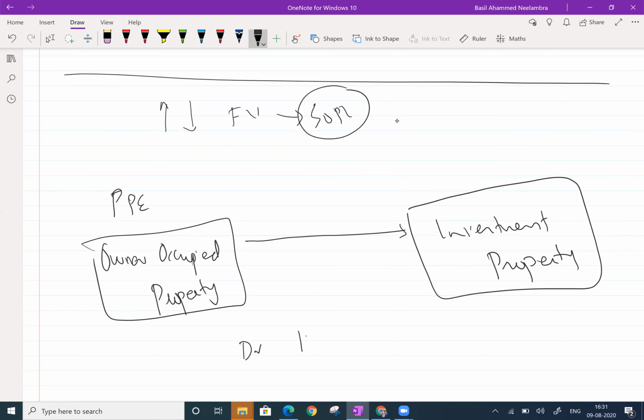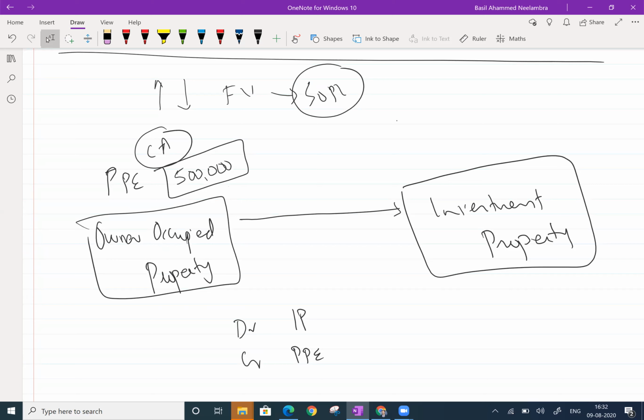The journal entry is debit investment property and credit accounting standard 16 PPE. So I'm just bringing an amount into this. Carrying amount of PPE is 500,000. But what have we learned? What we have learned is that the new asset, what is the new asset? This investment property is a new asset, should be shown at its fair value at the date of change. So you have to go there and check what is the fair value of this particular building. Let's say it was 700.